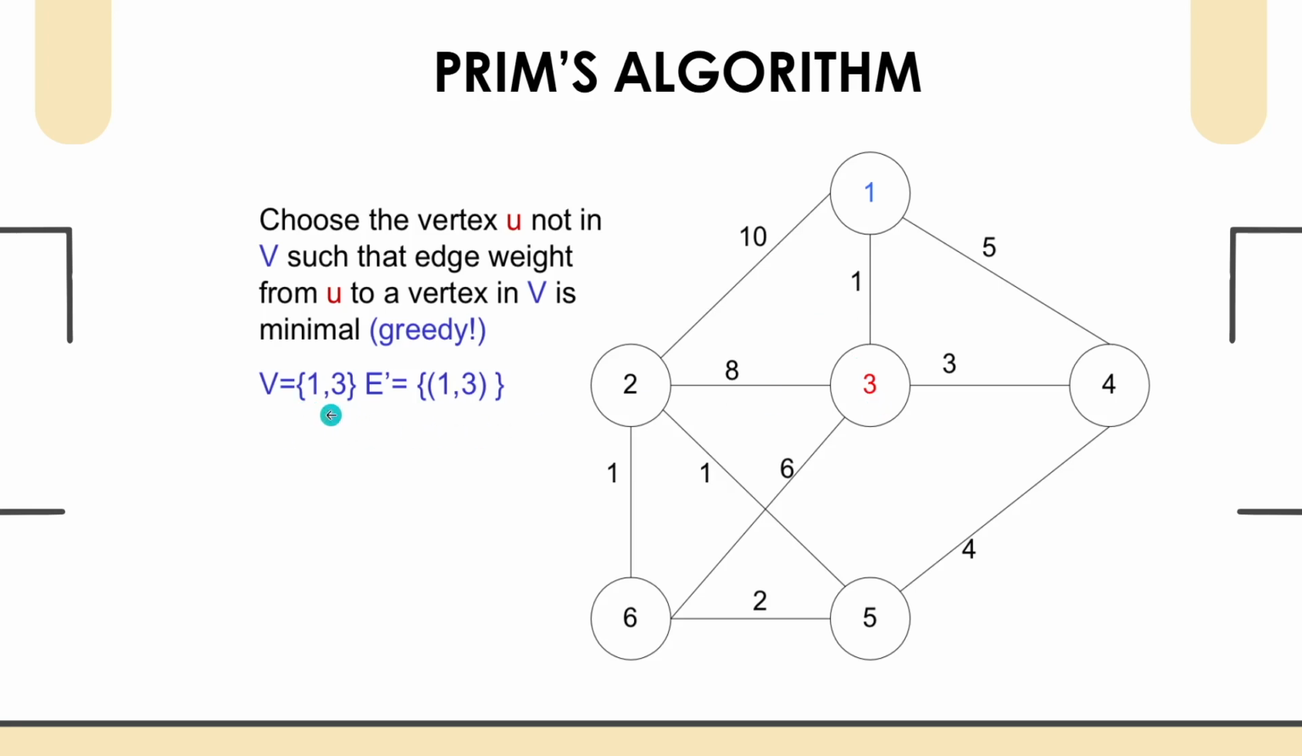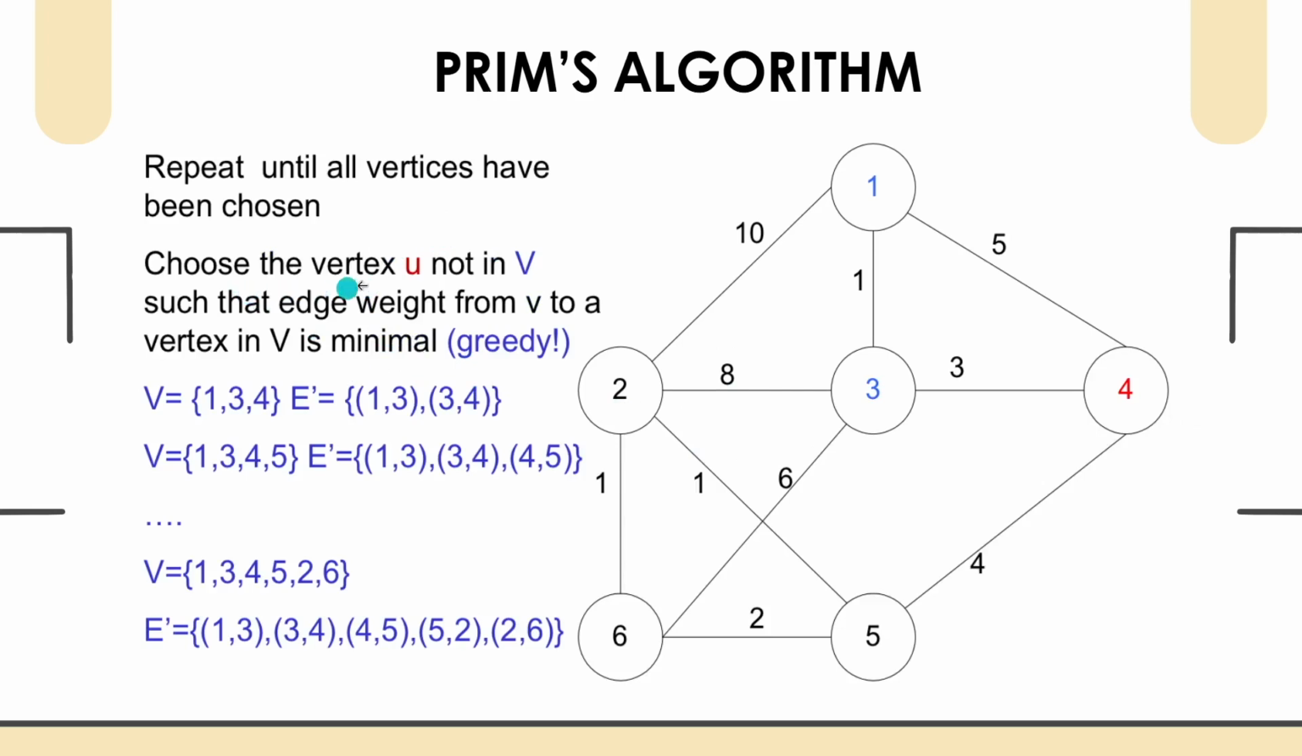Now the vertex set includes elements 1 and 3, and this is the newly connected edge which is added to our edge set E'. This edge is between 1 and 3. Always remember that in an edge set we represent an edge as a pair of vertices, so the edge set is added with the element (1, 3). We have to repeat this procedure until all the vertices have been added to the tree.